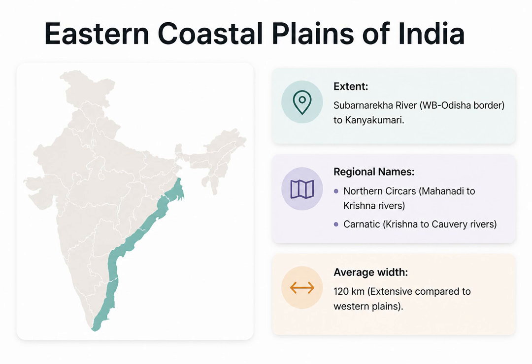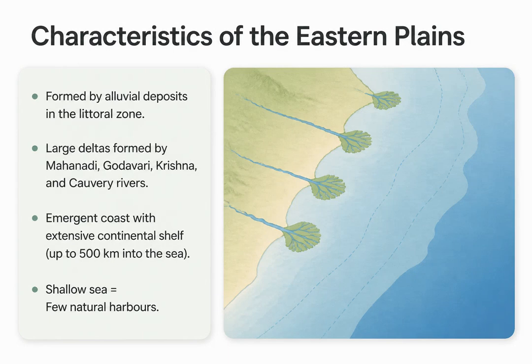These stretch from the Subarnarekha River on the West Bengal-Odisha border all the way down to Kanyakumari. Regionally, the stretch between the Mahanadi and Krishna rivers is known as the Northern Sarkars, while the area between the Krishna and Kaveri rivers is called the Carnatic. Unlike the narrow western plains, the eastern plains are quite extensive, boasting an average width of 120 kilometers. Why are they so wide?